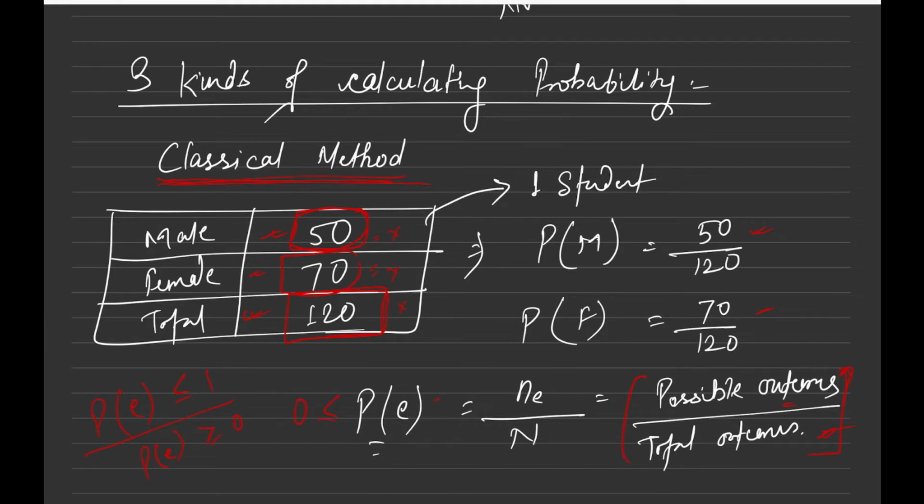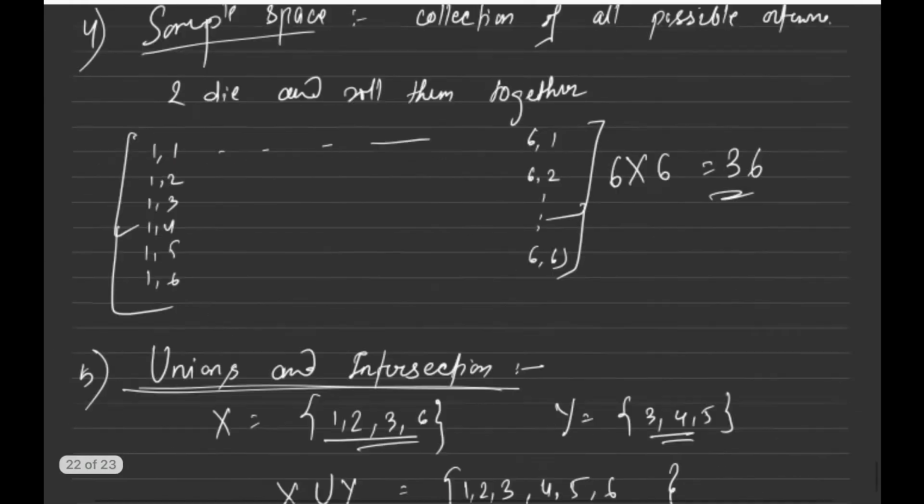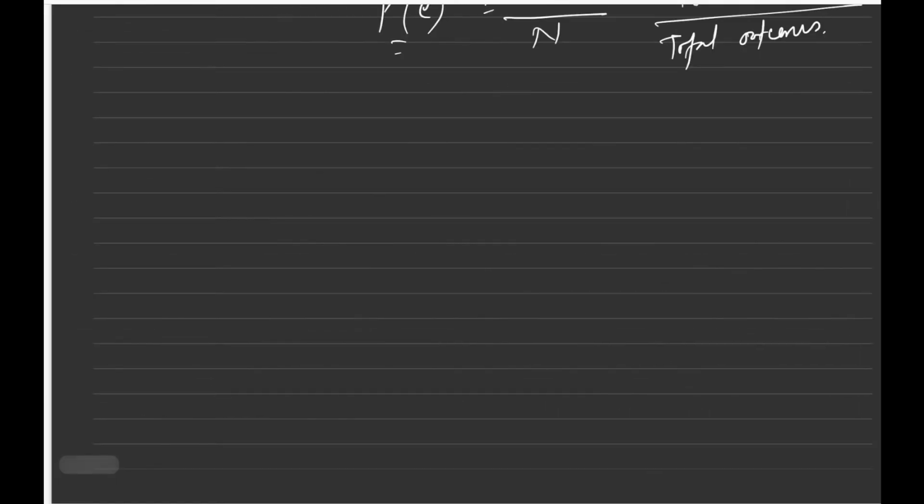So probability will always lie between 0 and 1, right? So this is one thing that you should always remember. If you are getting probability greater than 1, that means there is a problem in your formula. Okay, now the second method, we call it relative frequency method.